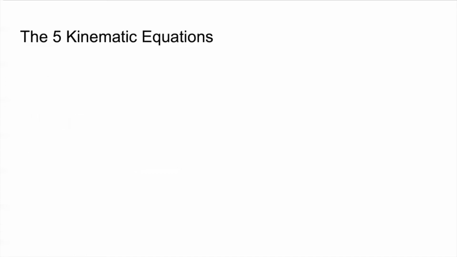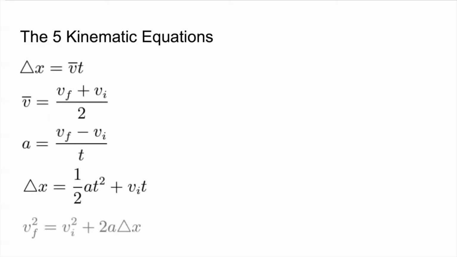So now here are the 5 kinematic equations. It might seem a little scary to remember, but it makes it a lot easier to remember if you know why they're true. So I'll go over them one by one. The first one's pretty simple. I already told you that velocity is displacement over time. And if you just rearrange it, you're going to get displacement equals velocity times time.